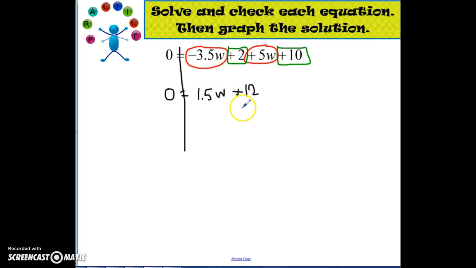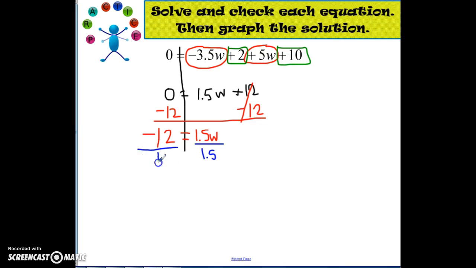Then to isolate the W, we'll have to subtract 12. Remember, we always do opposite operations. So since it's a plus 12, we're going to subtract 12, which will eliminate the constant, and we're left with negative 12 equals 1.5 W. And then we'll divide by that coefficient. And negative 12 divided by 1.5 is negative 8 equals W.